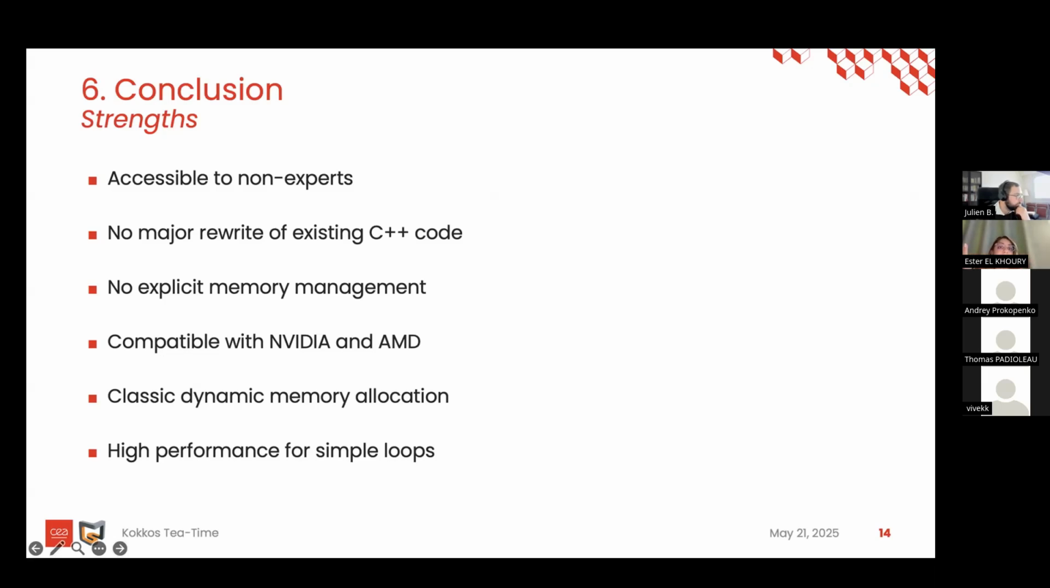the device. Another important advantage is that it's compatible with NVIDIA and AMD GPUs, which are widely used in HPC environments, and it supports classic dynamic memory allocation, which can simplify development for more complex data structures. And finally, it delivers high performance for simple loops, which are common in scientific workloads.